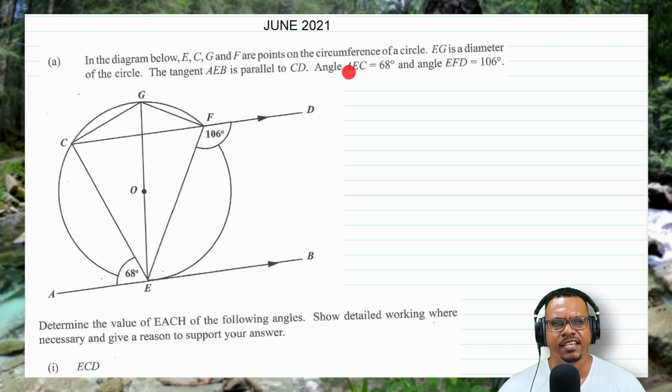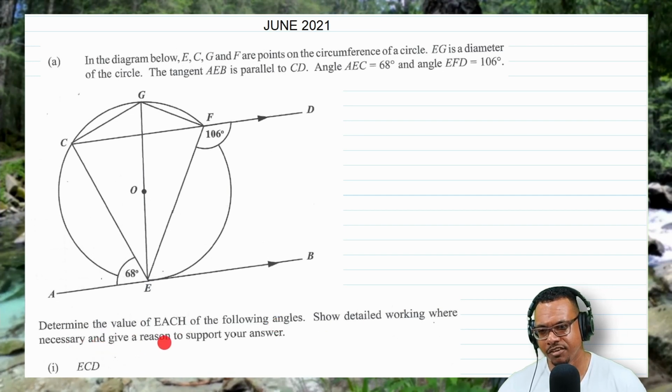And we have angle AEC is 68 degrees, and angle EFD is 106. So that's angle EFD is equal to 106 degrees. So first question, we want to determine the value of each of the following angles, show detailed working where necessary, and give a reason to support your answer. So first question, we're going to find what's angle ECD. So that's E to C to D. That's this angle right here.